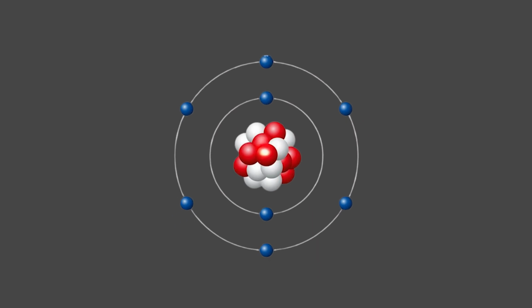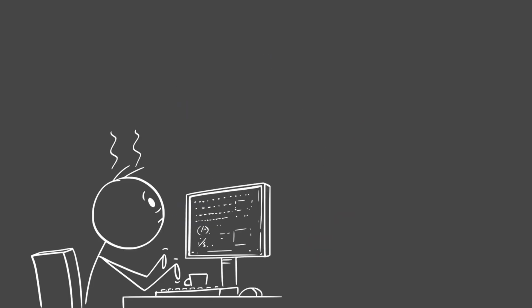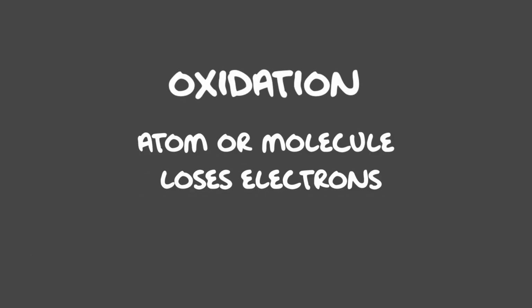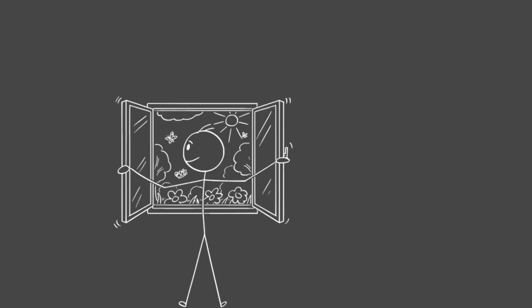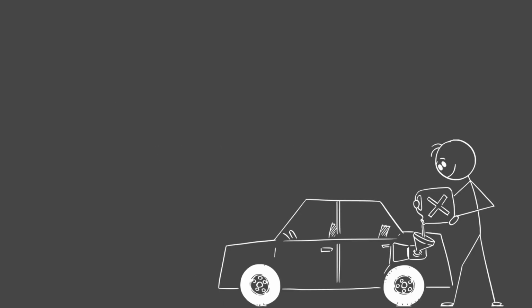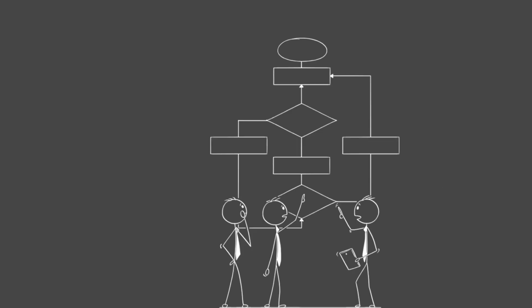Redox reactions? They're all about electron transfers. This is where things get juicy because it's a constant game of who's losing and who's gaining. Oxidation is when an atom or molecule loses electrons, and reduction is when it gains electrons. These reactions are happening everywhere, from the oxygen you breathe to the fuel burning in your car's engine. It's a simple but essential process that powers life itself.